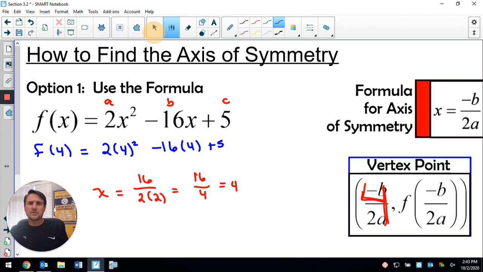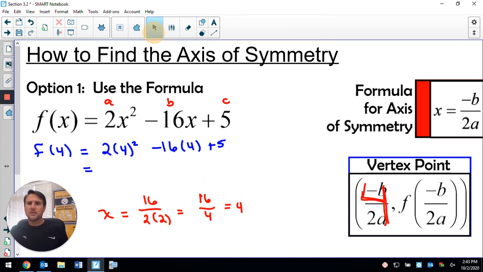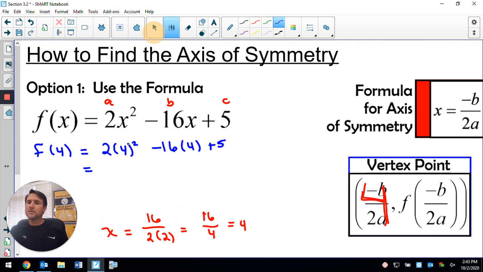All right, so plugged it in, found f of 4, and we do the arithmetic here. 2 squared is 16, and 2 times 16 is 32. And then we have 16 times 4, which is 64, and then plus 5. So this is going to be negative 27, I believe. And that gives me a vertex point of 4, negative 27. Okay?